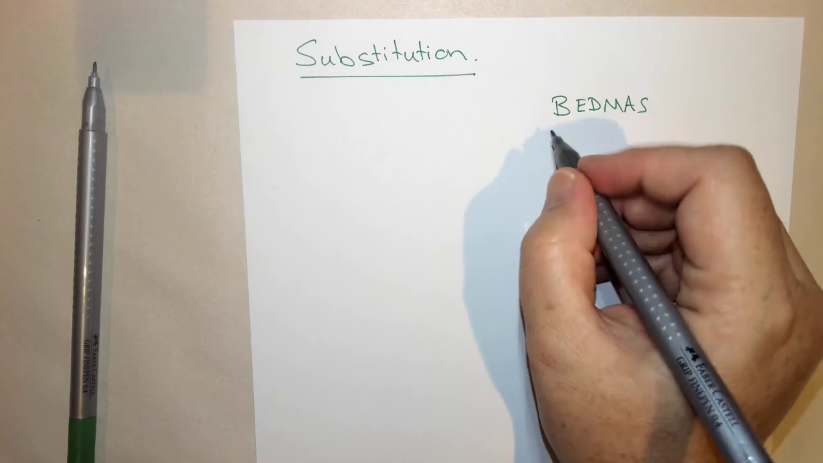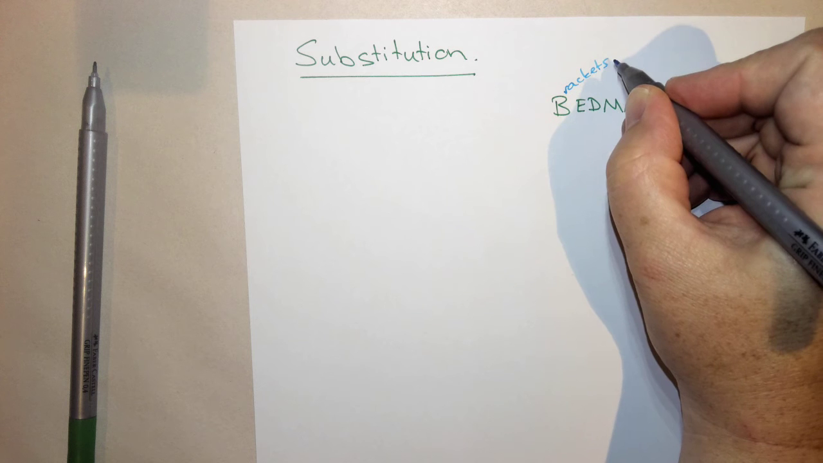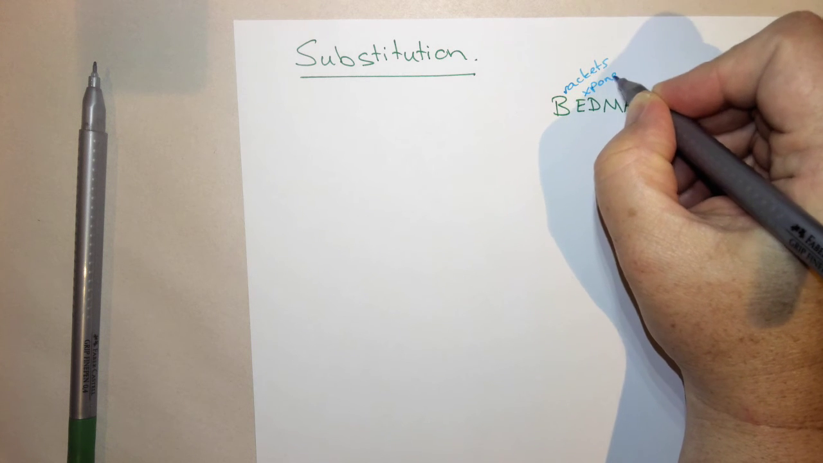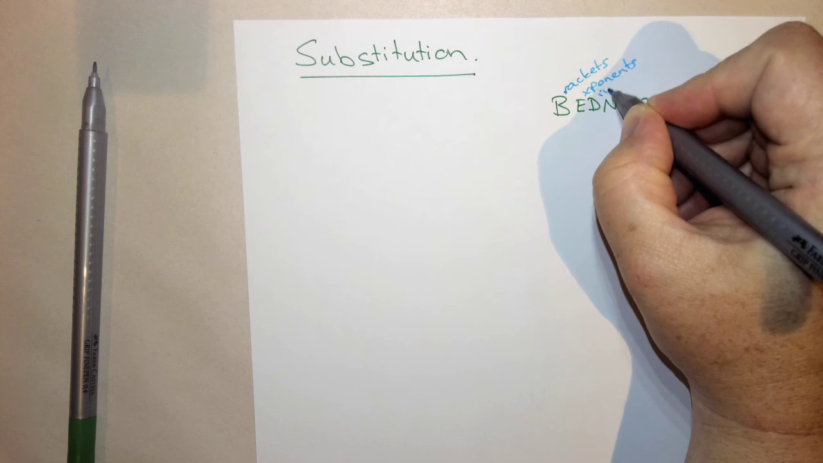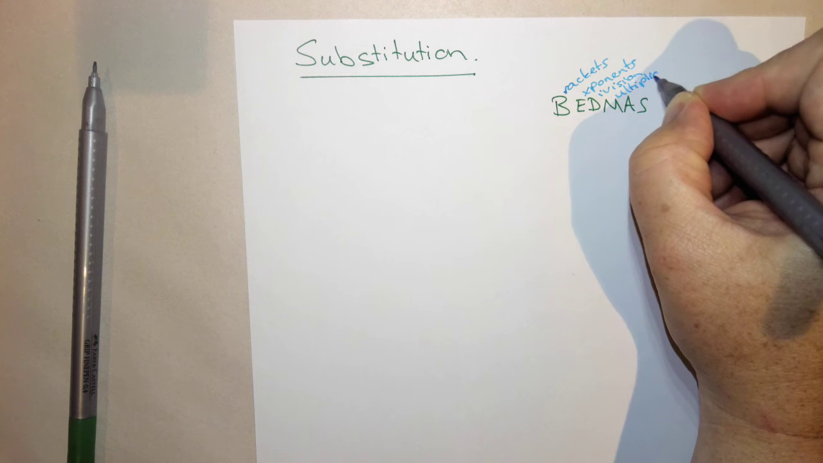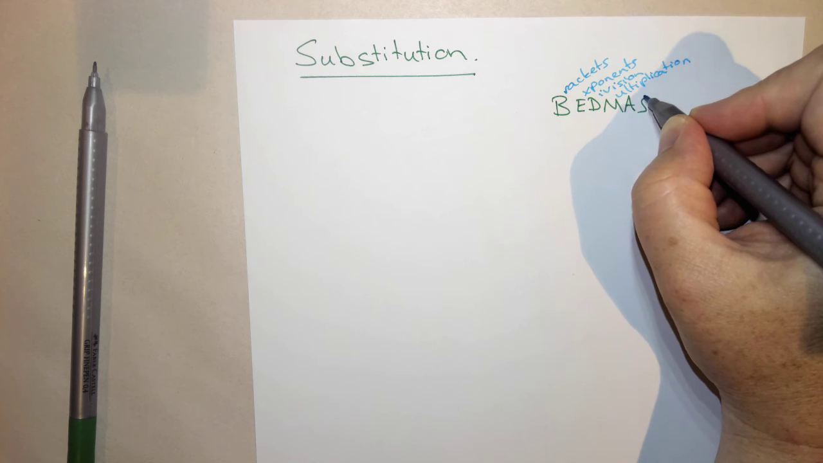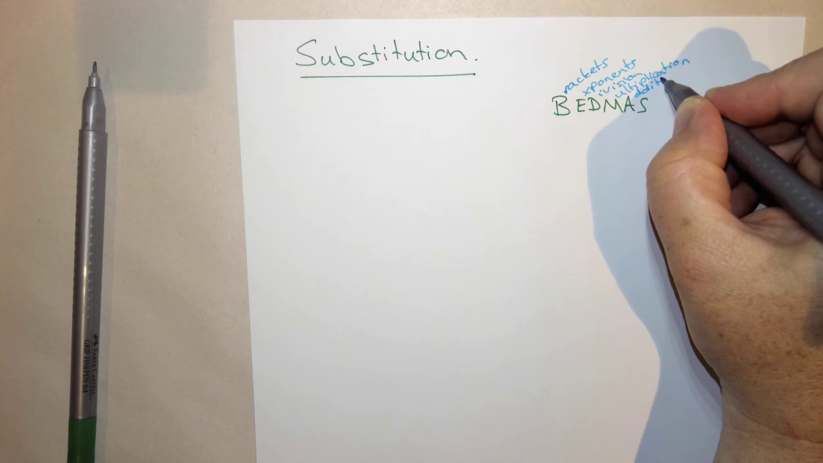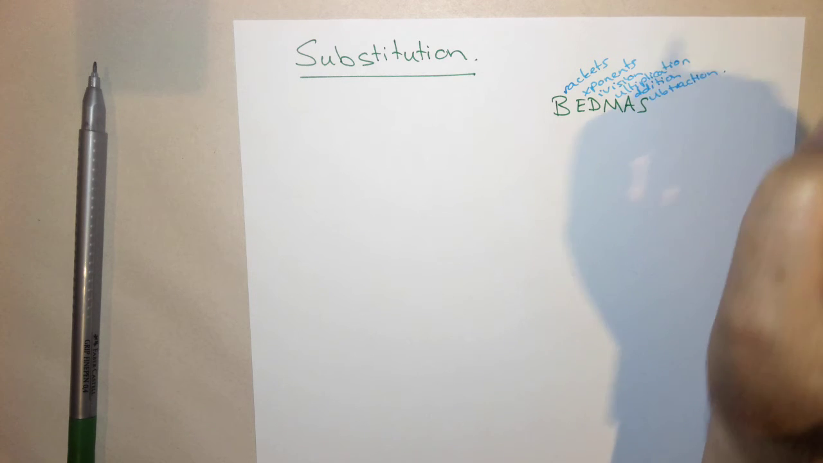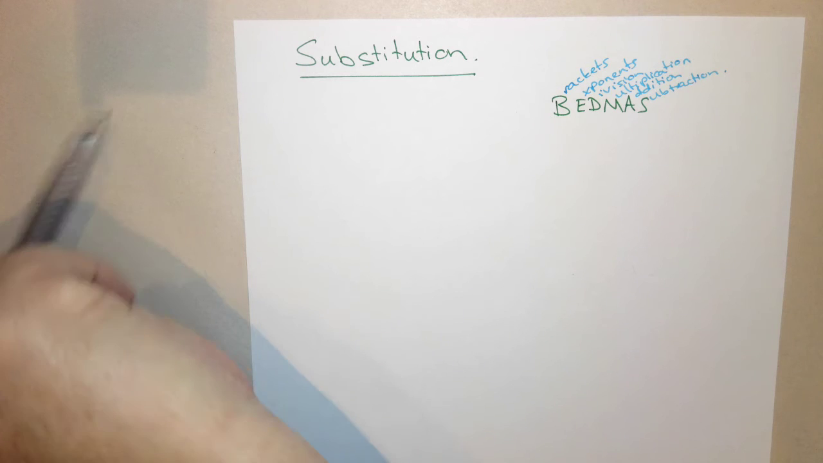What it talks about is B is for brackets. So you do brackets first if you're calculating something. E is for exponents. D is for division. M is for multiplication, and you can do either of those two in any order, division and multiplication. Then we've got addition and subtraction. So this is just reminding us of the order in which we are going to do calculations.